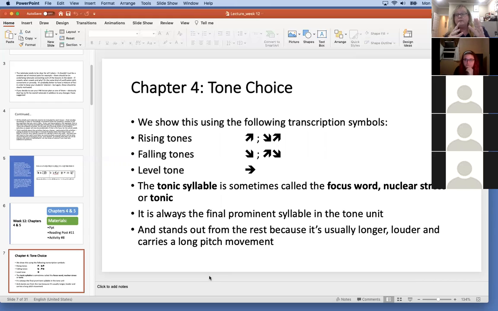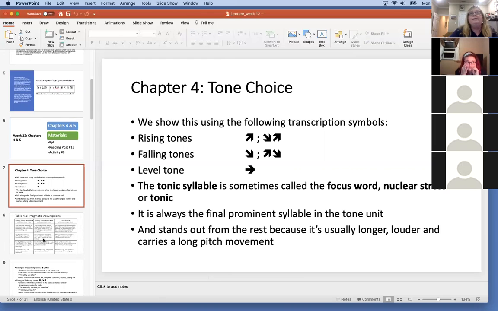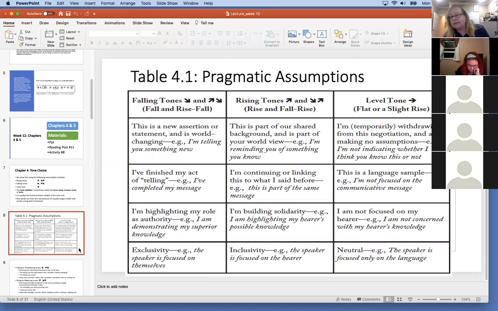So this tonal movement always appears on the tonic syllable. Sometimes in your textbooks, it's called a focus word, a nuclear stress, or a tonic. It's always the final prominent syllable in the unit. And it stands out from the rest because it's usually longer, louder, and carries a longer pitch movement, right? So instead of having syntactic functions, we are going to look at pragmatic assumptions that go with each of these types of tone choice, right?